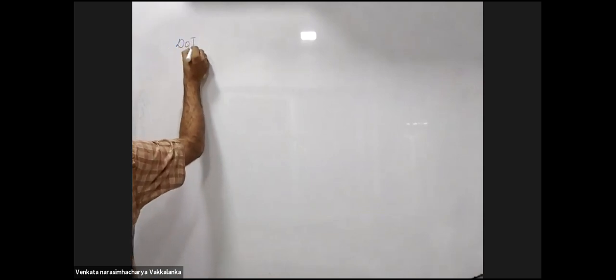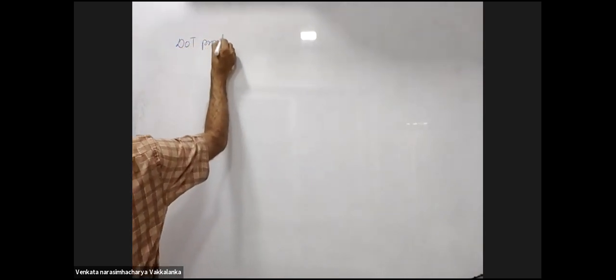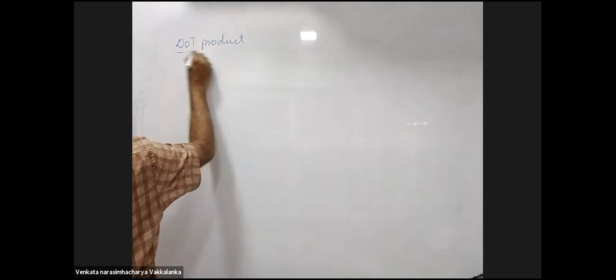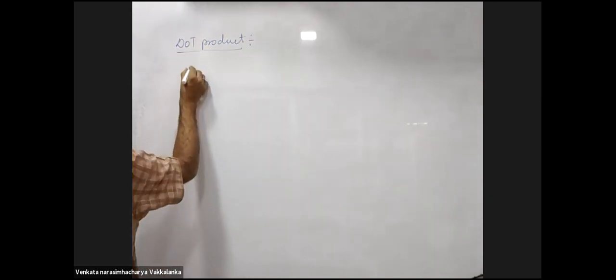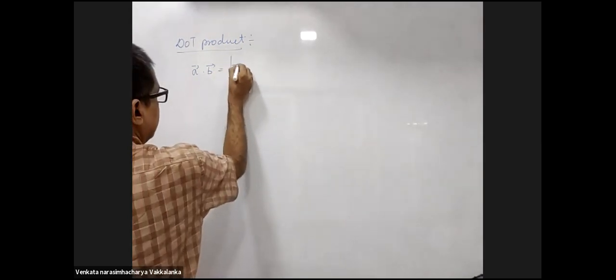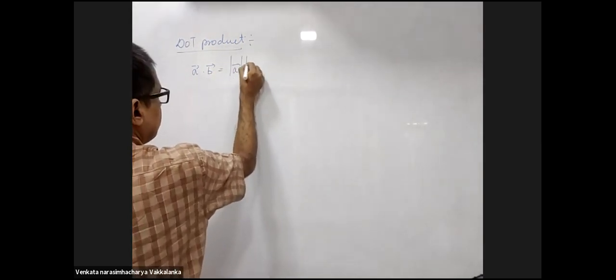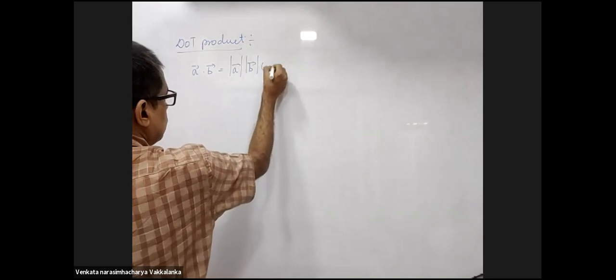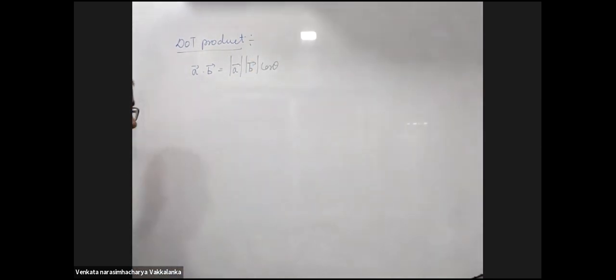Firstly, how to do the dot product? A dot B is defined as the magnitude of A times the magnitude of B times the cosine of the angle between them.